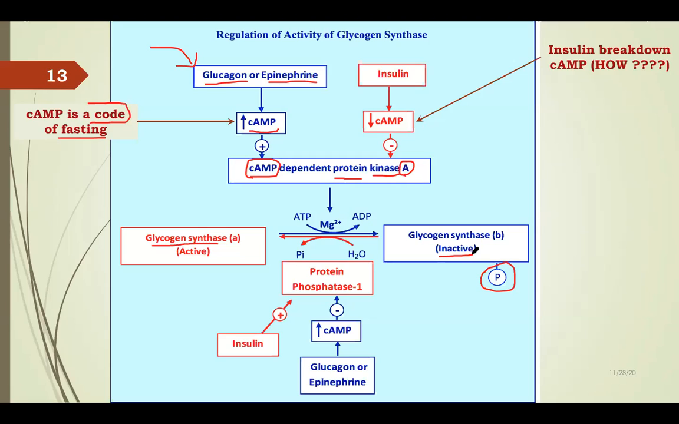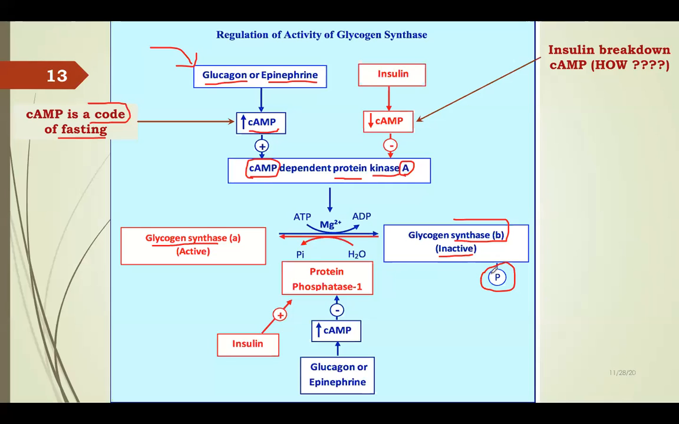Because I said if you bind phosphoric acid to glucose, it will be activated. To fructose, it will be activated. To galactose, it will be activated. If you bind phosphoric acid to any molecule, it will be activated. Why is glycogen synthase inactivated by binding? Because this is not a molecule. This is an enzyme. So some enzymes are activated if you bind phosphoric acid. Other enzymes are inactivated if you bind phosphoric acid. So there is a contradiction.